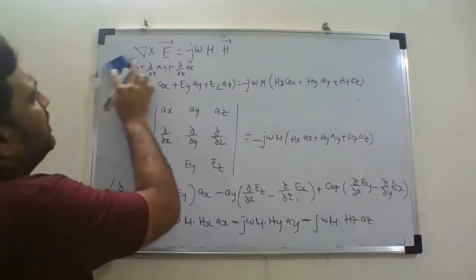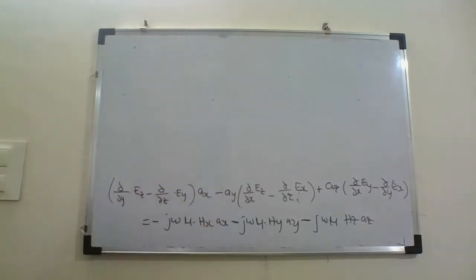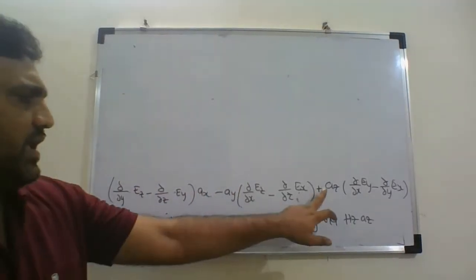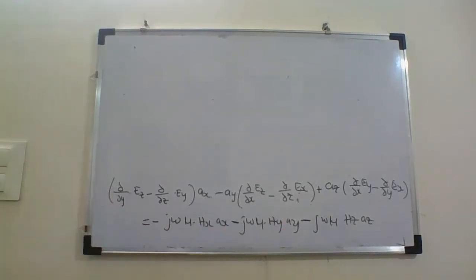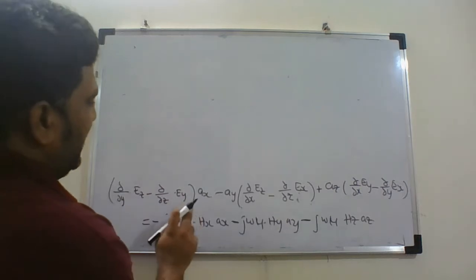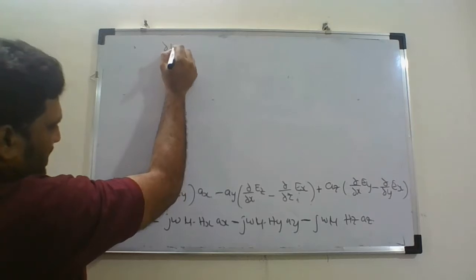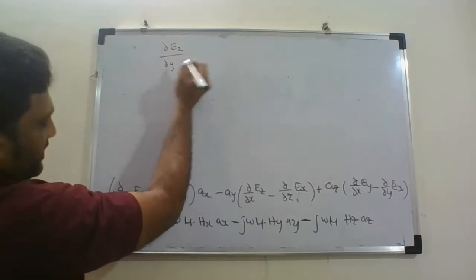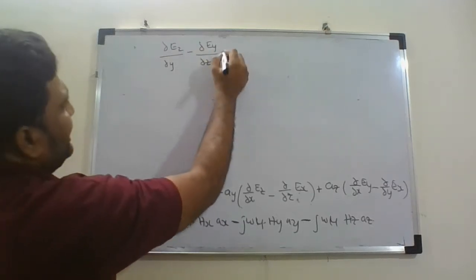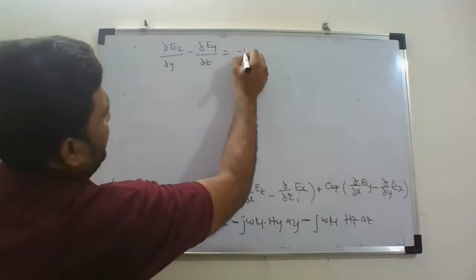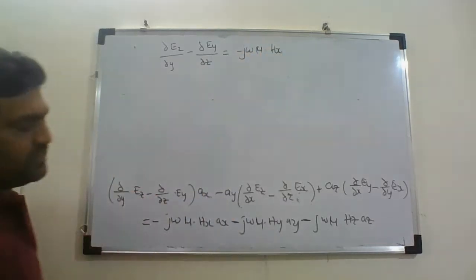Now let us equate. On both sides we have ax terms, ay terms, and az terms, so let us individually equate them. Firstly, equating the ax terms, what I get is dou Ez by dou y minus dou Ey by dou z is equal to minus j omega mu into Hx. So this is one.